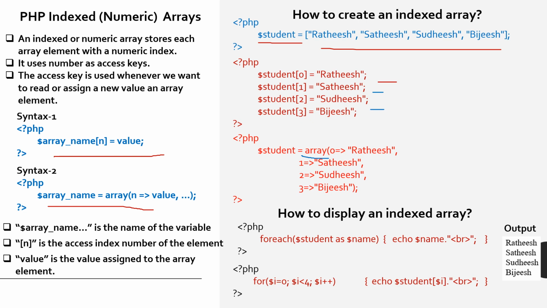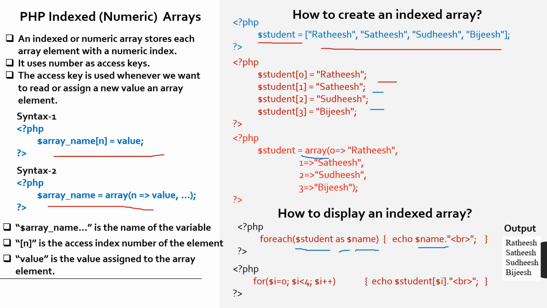Using a foreach loop we can display it. We know the syntax of the foreach loop. There you specify the array name as value. It will keep on iterating and the content value will be stored in this particular variable. Then just display this variable with echo, and the variable content will be displayed. That's all.